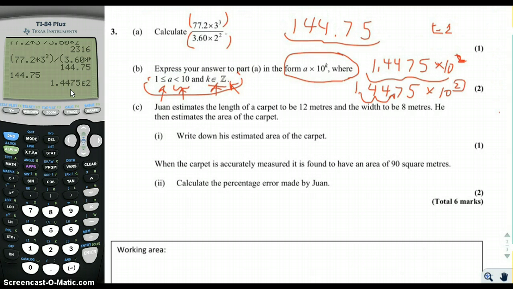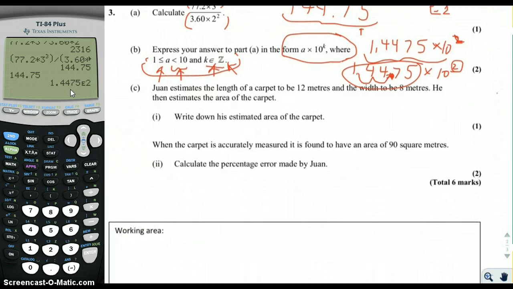When you have a positive exponent, it makes the number bigger. So instead of 1.4475, we're going to have 144.75, and that was what we wanted originally. So yeah, it worked out. You can check these numbers that the calculator gives you.